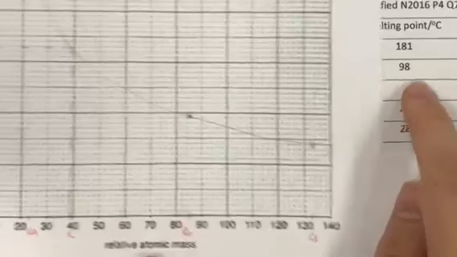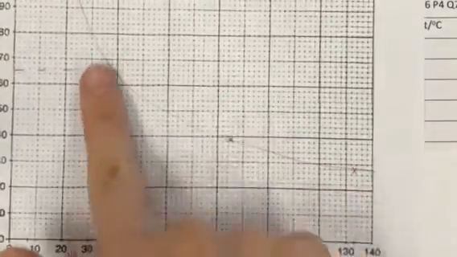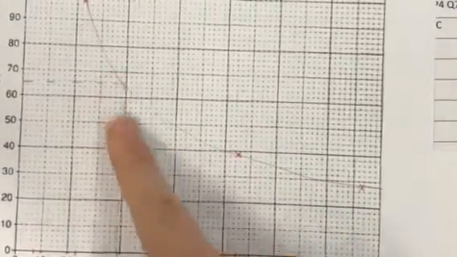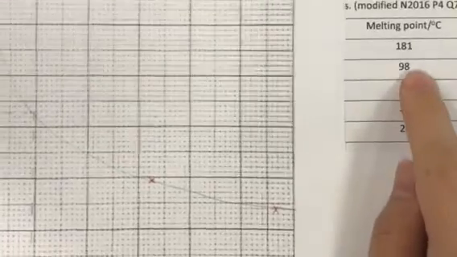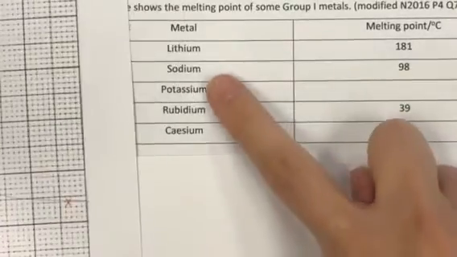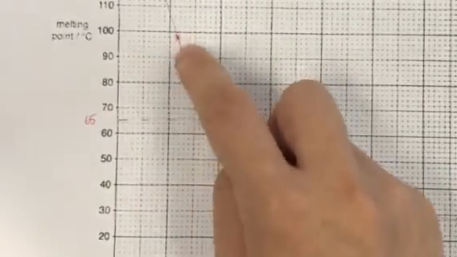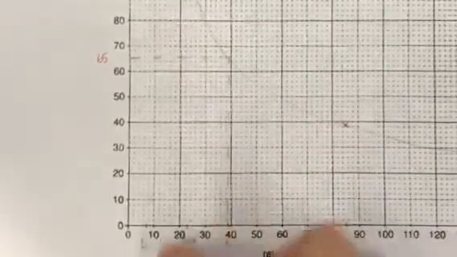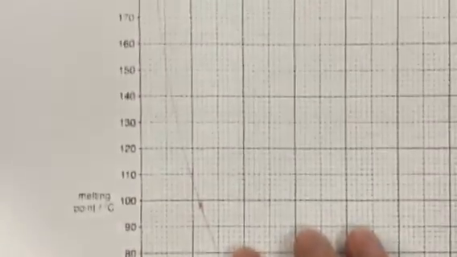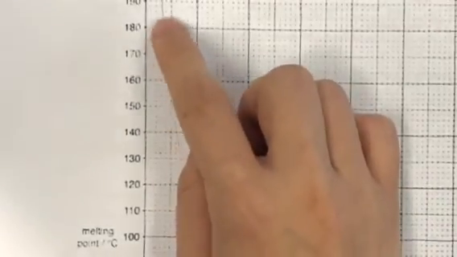Potassium, we don't have any number, so we skip potassium. We leave potassium alone. Okay, and then we move on to sodium. Sodium is 98, so we put a cross over here. And the final one is lithium. Lithium is 181. We put a cross over here.